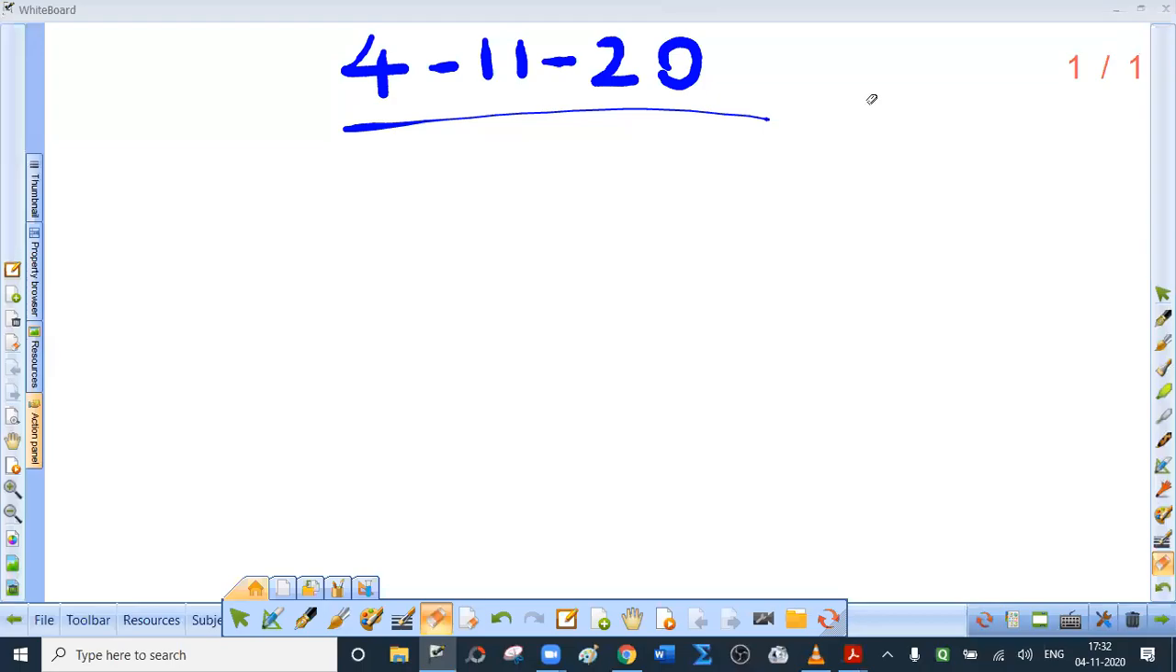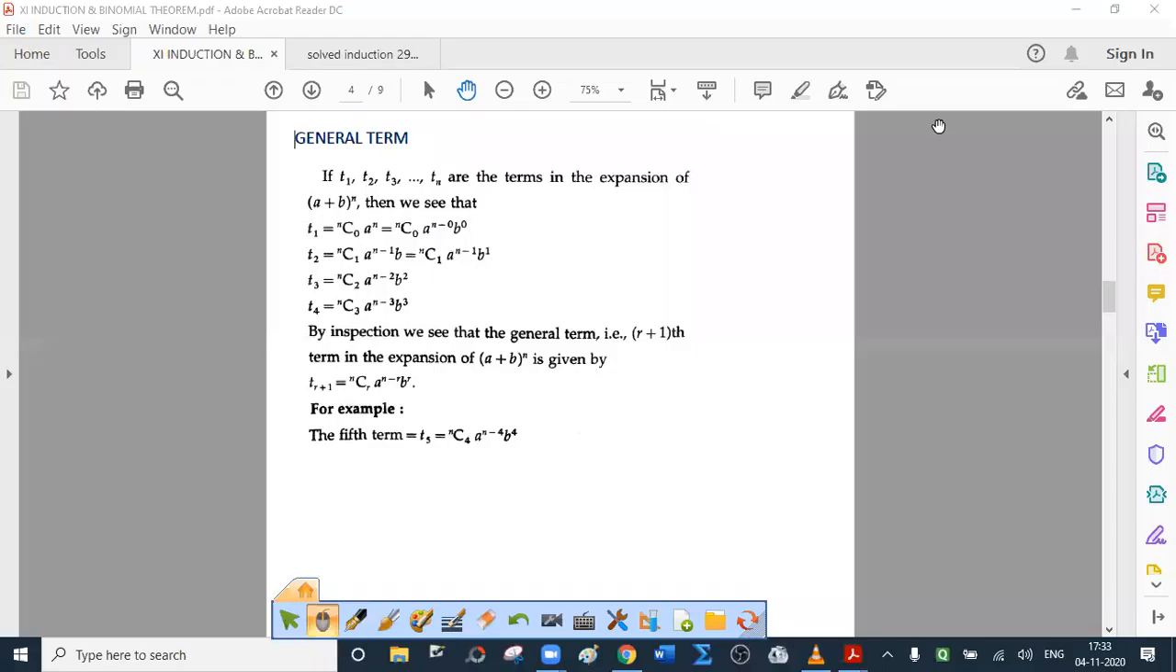Good evening. Today we are going to discuss two important things. Number one, the general term in the expansion of (a + b)^n, and then the middle term or terms in the expansion of (a + b)^n.